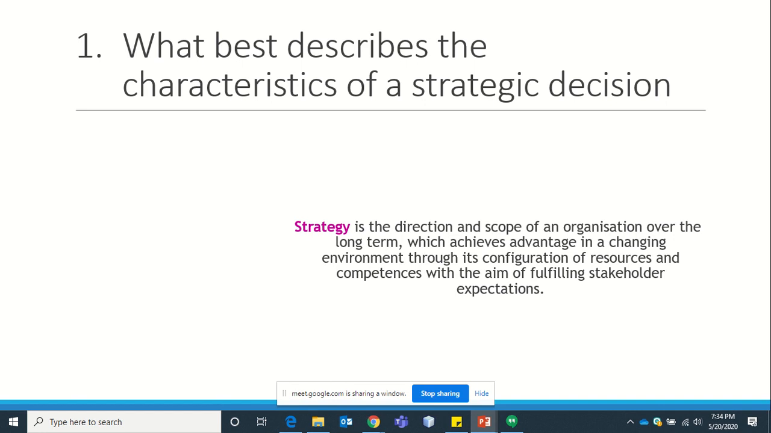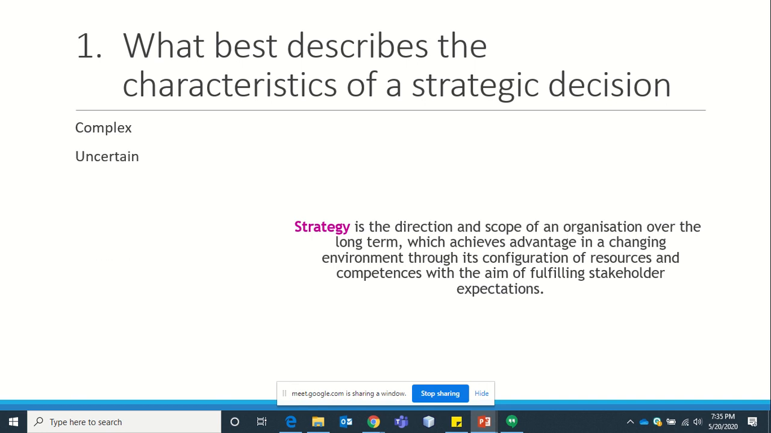and how strategy can address the changing environment. Here, when it comes to the strategic decision, there are some characteristics. It's not just a decision, it's a strategic decision, right? According to the strategy definition, it's about the direction and the scope of the organization. A strategic decision is very complex, which means we cannot define it properly, because it's about the entire organization and also it's long term, so it's very complex, right?